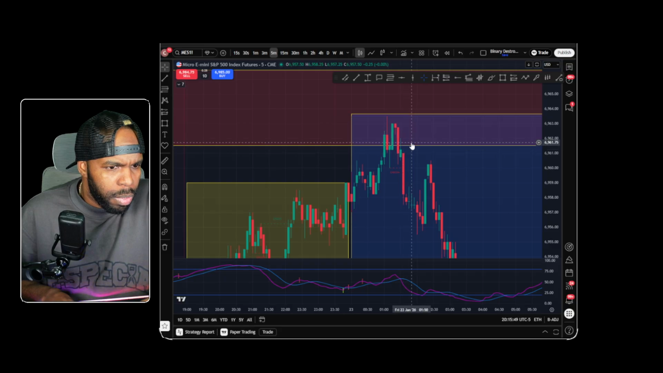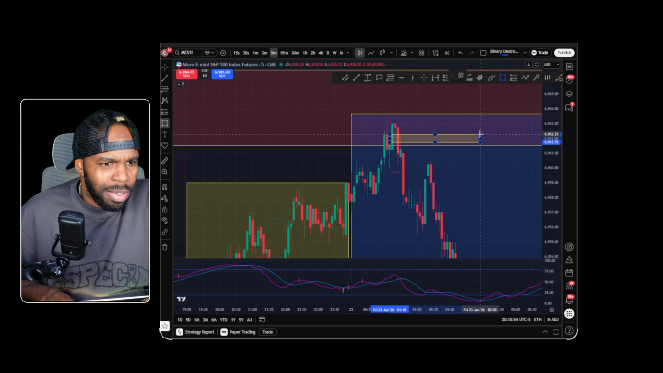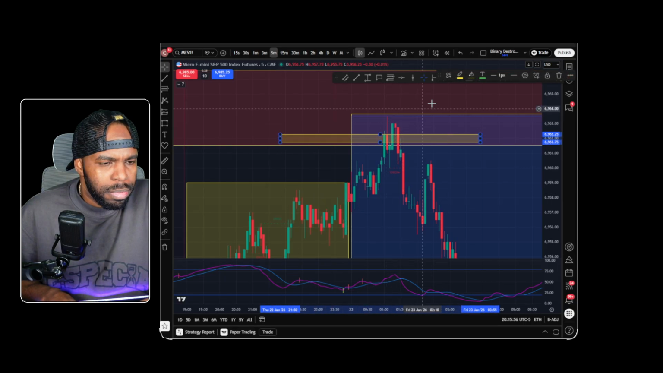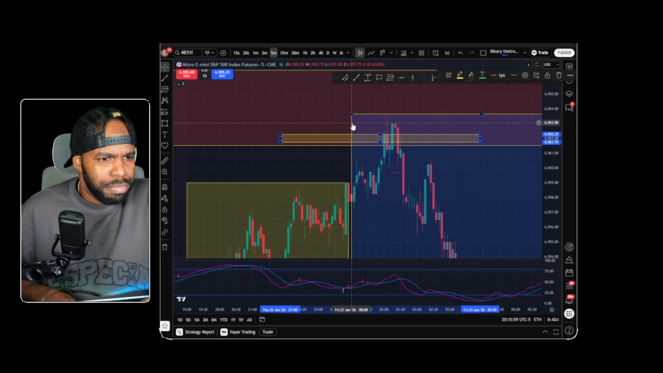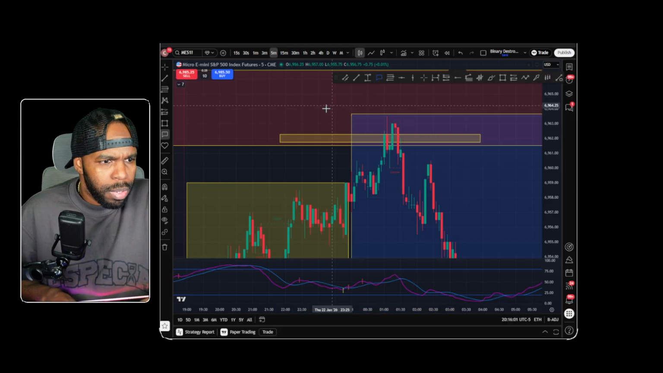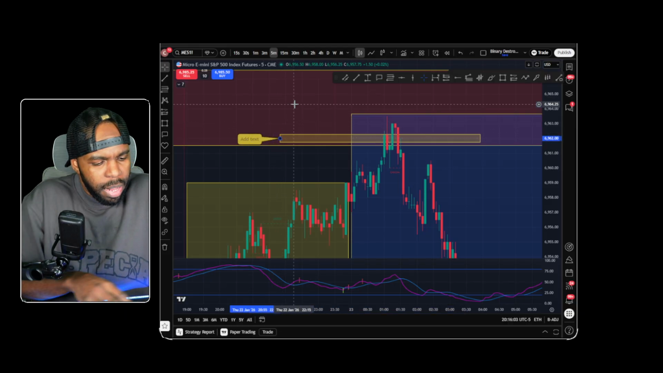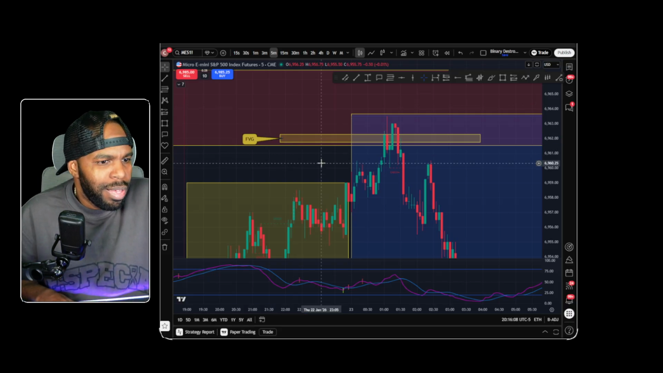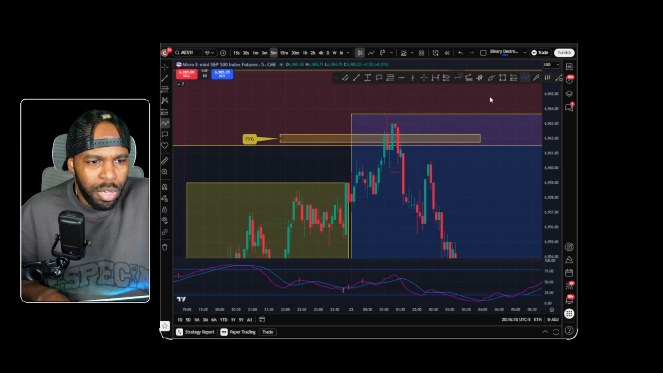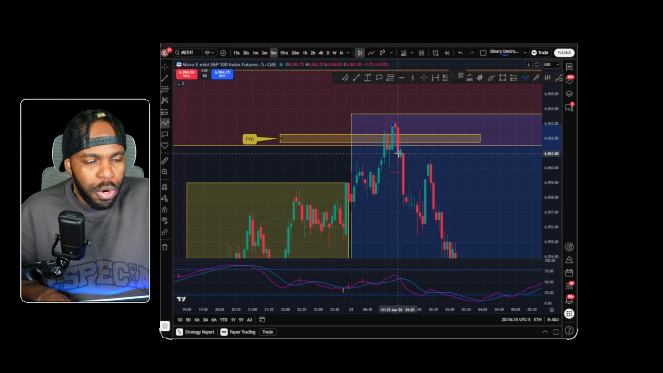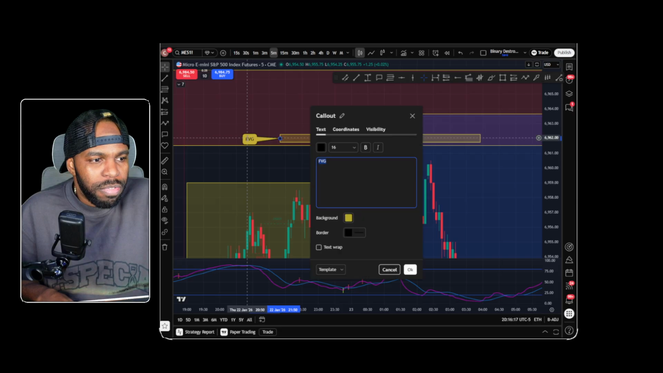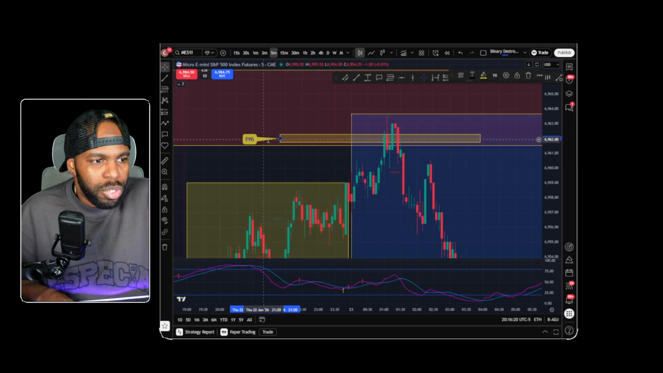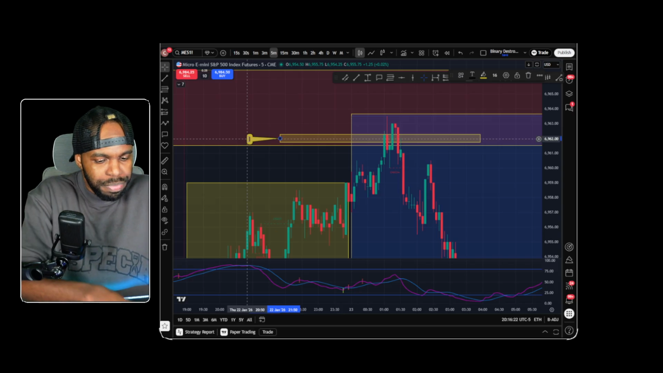So right here we could probably find a bullish fair value gap. Right here is a bullish fair value gap. We'll label that as well. That's a fair value gap. Once price closes below this bullish fair value gap, it now turns into an inversion fair value gap.